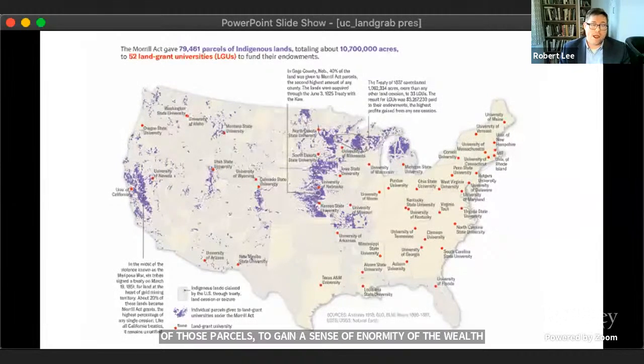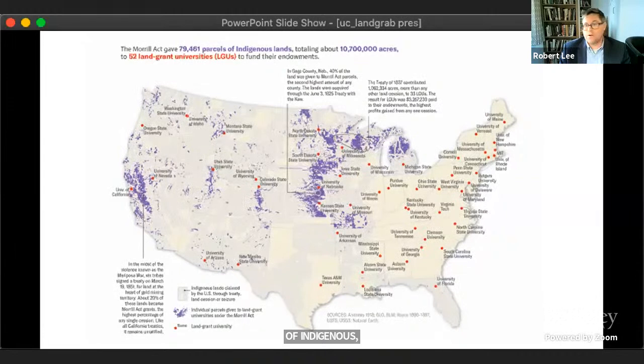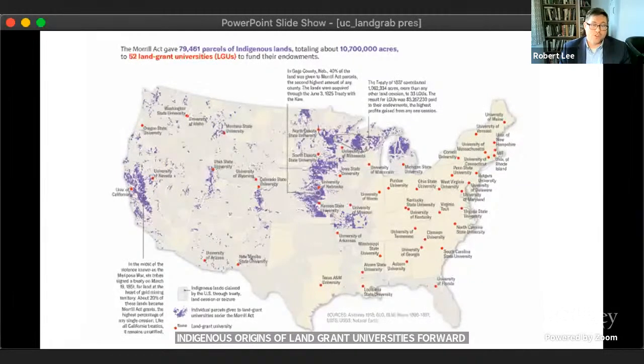And to do all this in a way that put out a result that was open source, that would push the study of the indigenous origins of land-grant universities forward in a big empirical way. And the map that you're looking at here in its most condensed form is the result of our investigation.